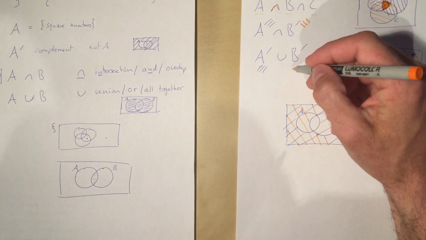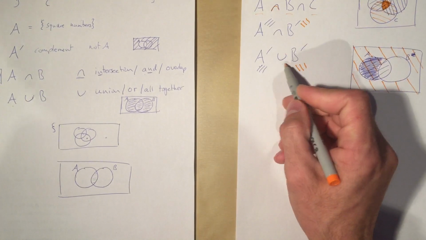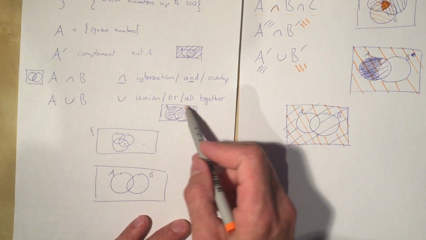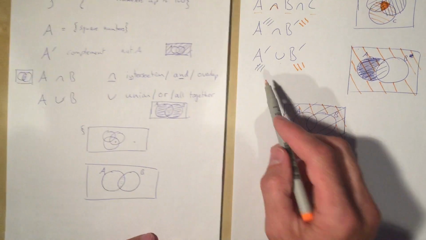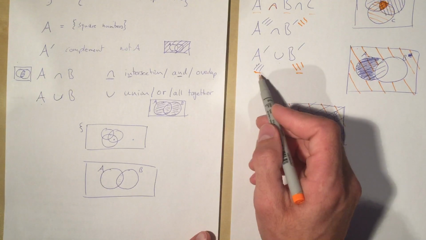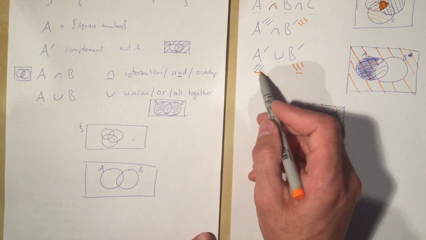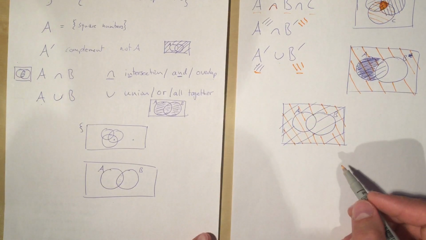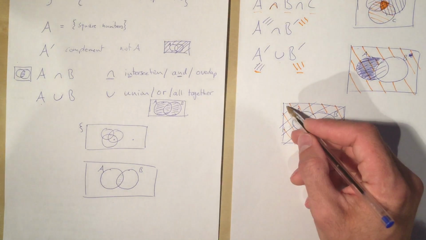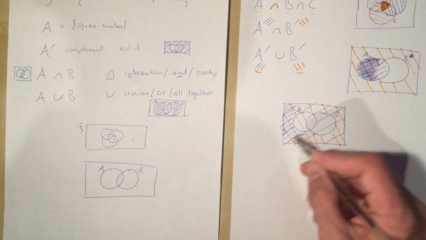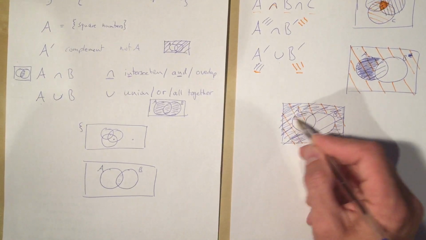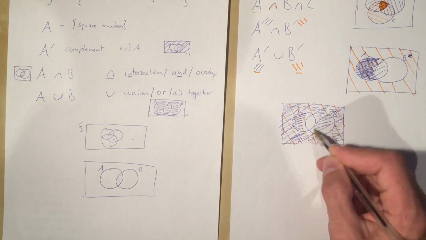Now, what I've got now is this union symbol, so let's have a look at the notes. Union means all, it means all together. So not just these bits, not the overlap between the two of them, but everything which is coloured in either in blue or in orange, okay? So in that case, I'm going to have this bit, because that's in blue and orange. I'm going to have this bit because that's in orange. I'm going to have this bit because that's in blue.